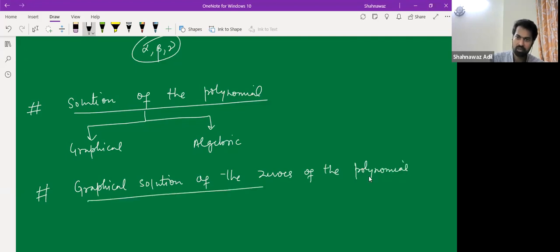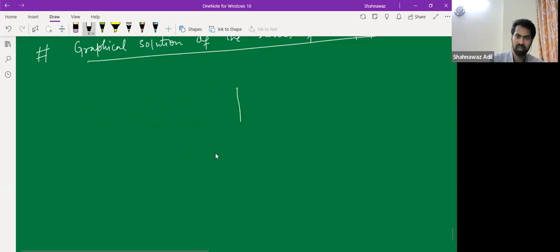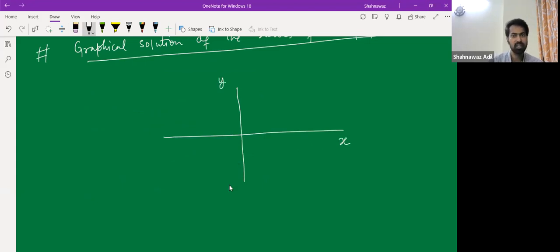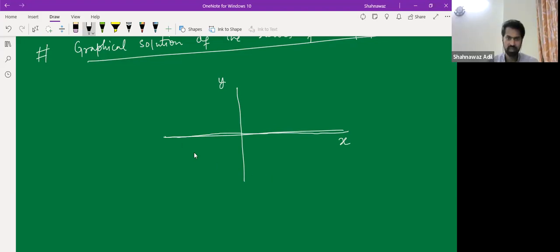Okay. Let me ask you this question first. We have this graph, right? In this axis we have the x coordinate, and in this axis we have the y coordinate. So on this line, on the x-axis, what is the value of y?